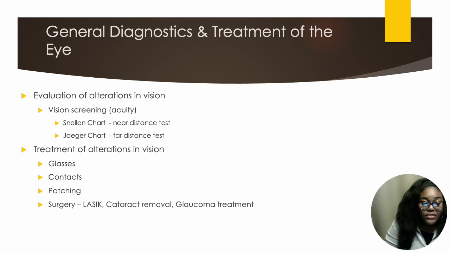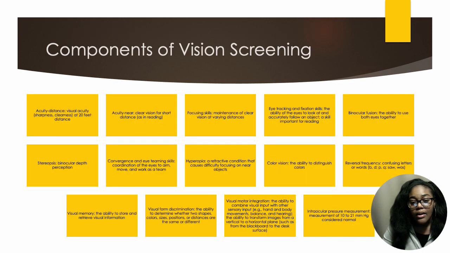Now, as far as your treatment of alterations, you have different corrective modalities. You can use glasses, you can use contact lenses, you can use patching, which would help correct that area that is not doing well in your lens, or you could have different types of surgeries. You can remove the cataracts, you can have LASIK surgery, or you can even treat the glaucoma with different types of medications. So these are your different components of vision screening.